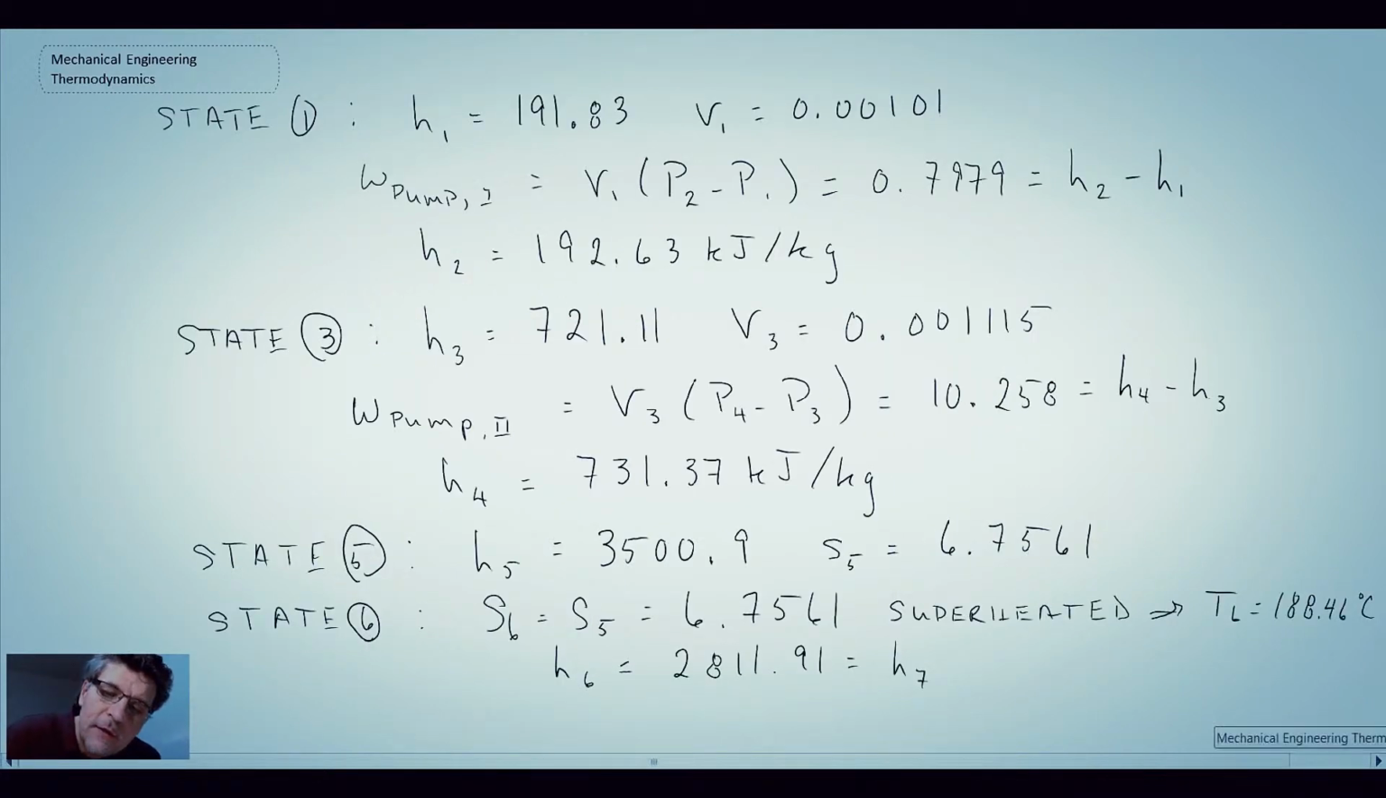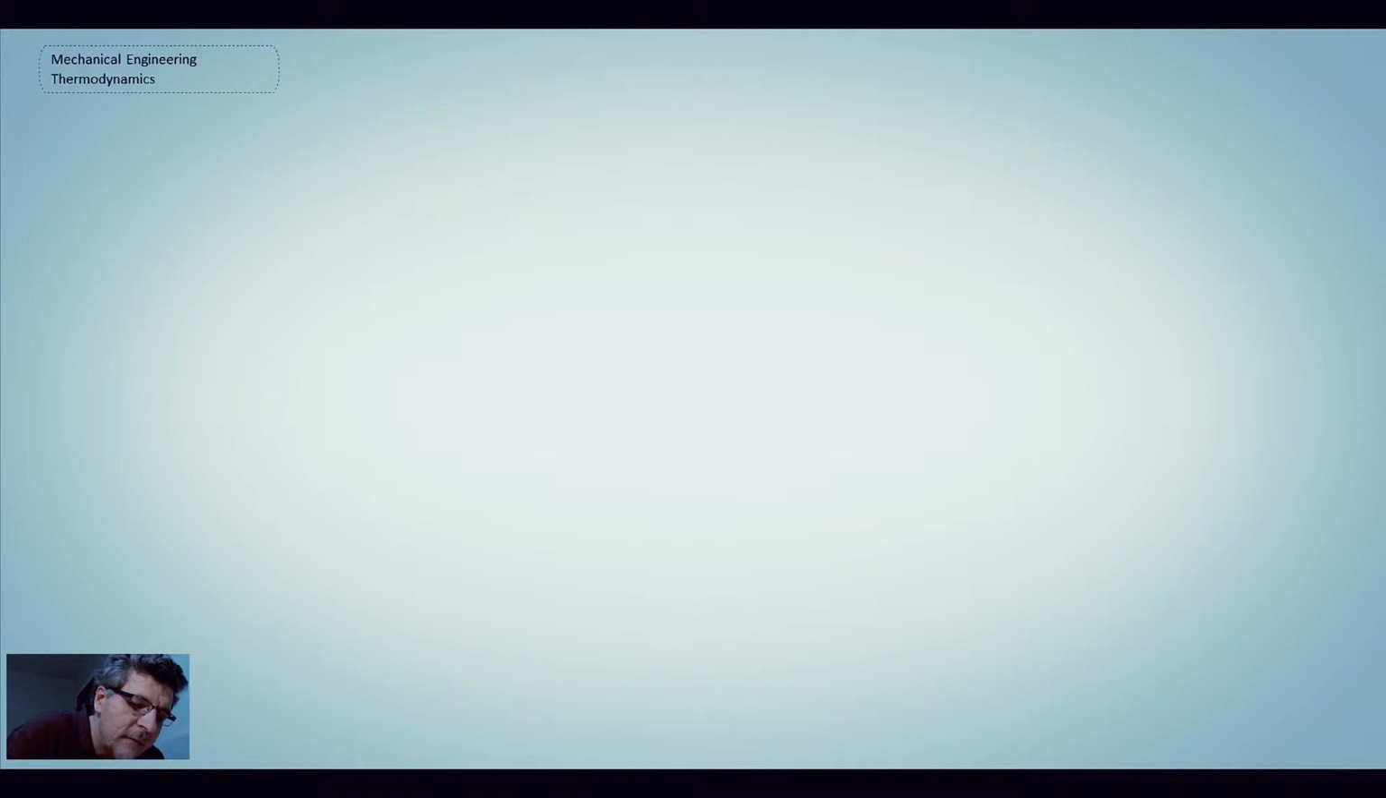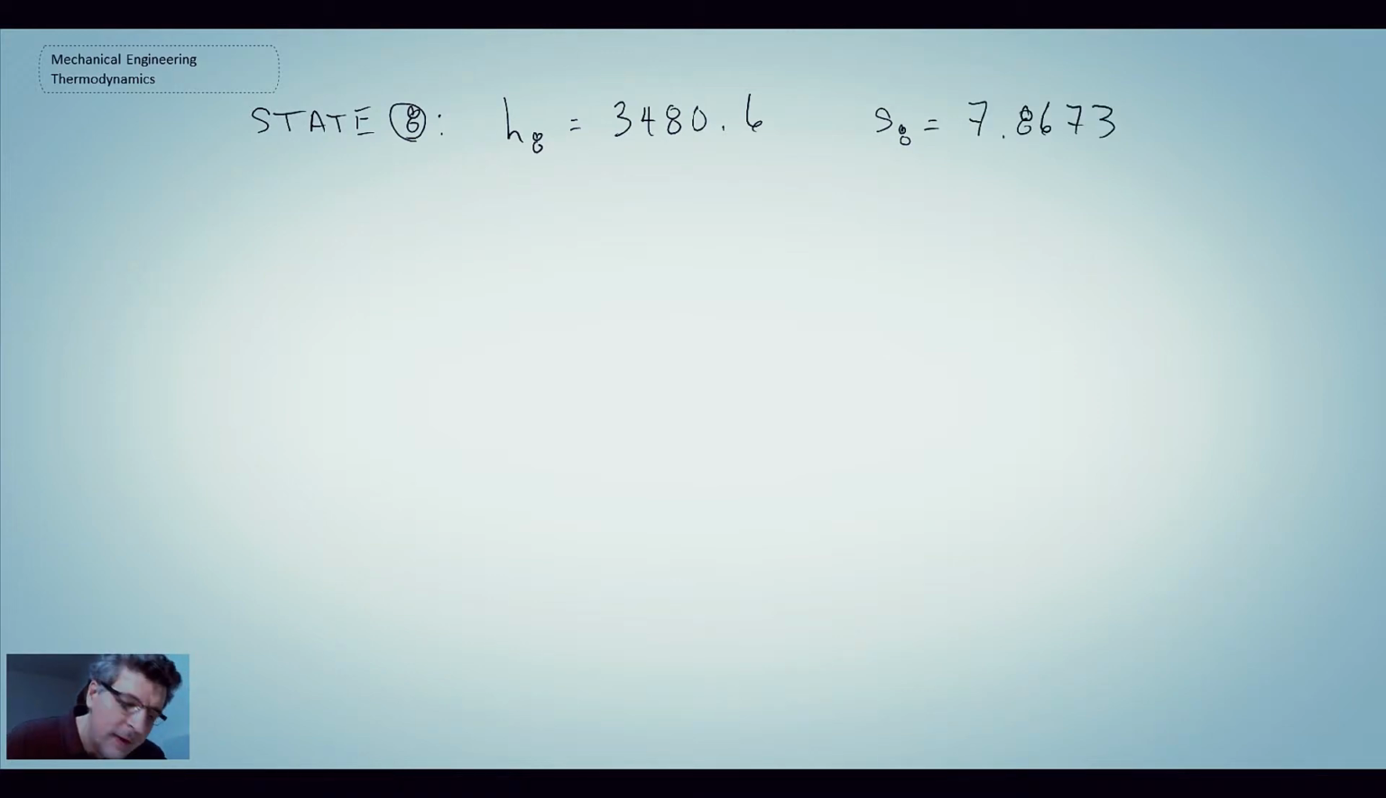So let's create a new page and we will do that on this new page. So we're after state 8. This is the conditions after you go through the reheat boiler. So that is the value of enthalpy, and entropy at state 8 would be that. That'll be kilojoules per kilogram Kelvin.